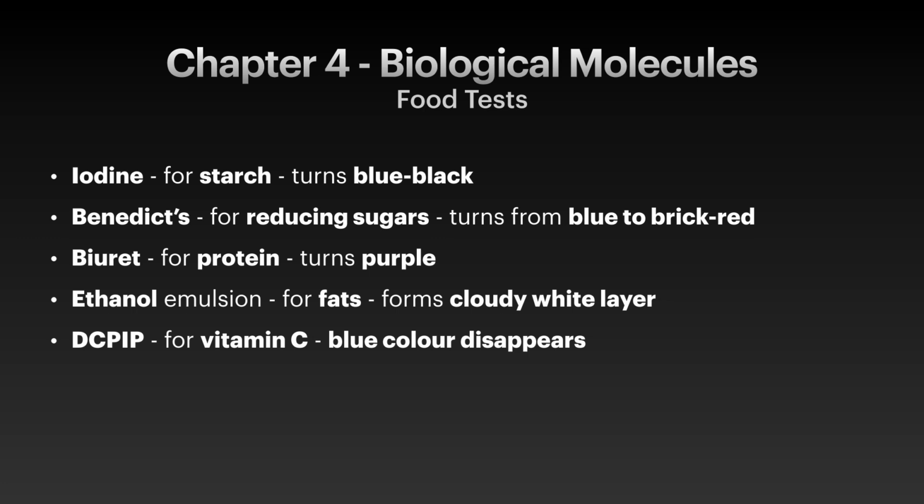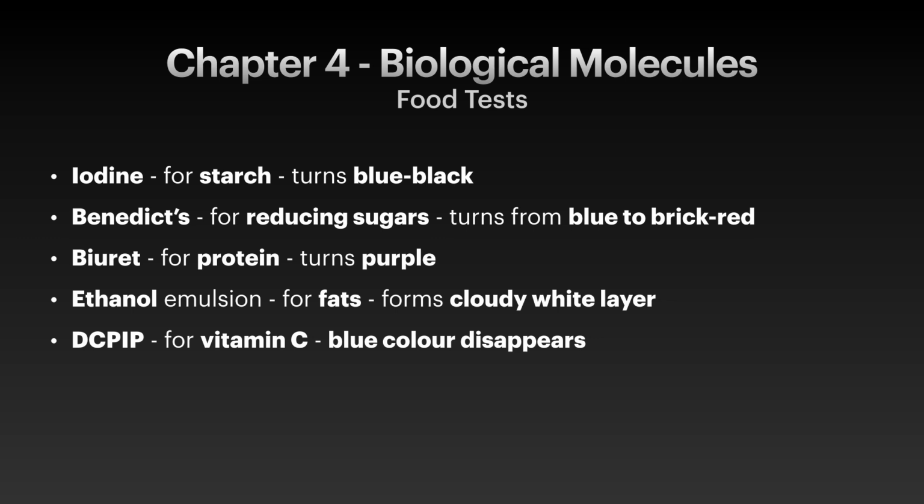Simple. Test 2 is the Benedict's solution test for reducing sugars. Reducing sugars include glucose, fructose, and maltose. Here's what you do. Add Benedict's solution to your sample. It starts blue. Heat the mixture in a water bath. If reducing sugars are present, watch the color change from blue to green, to yellow, to orange, and finally to brick red. The more sugar present, the further along this color scale you will go.